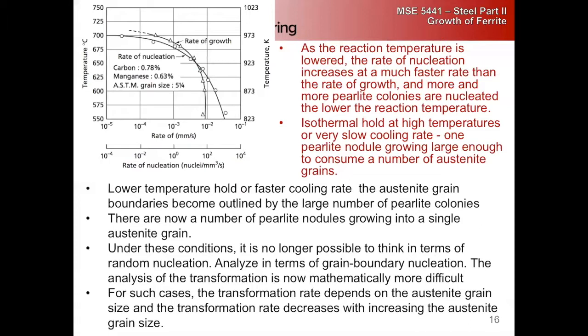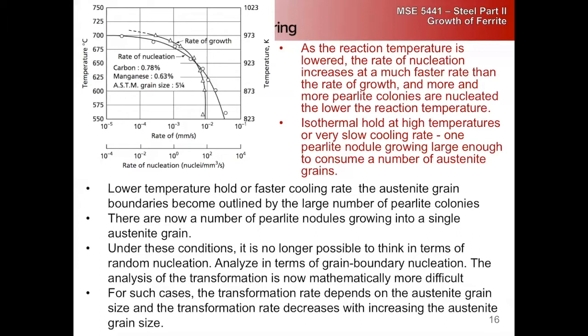All right. Okay. So back to this. If we are at a high temperature or have a very slow cooling rate, one pearlite nodule can grow large enough and consume multiple austenite grains. Right. If we're at a lower temperature or a faster cooling rate, we nucleate a large number of pearlite colonies at the austenite grain boundaries, right? And then they will grow in and they will impinge fairly quickly, right? And now we'll have a large number of pearlite colonies growing into a single austenite grain, right?